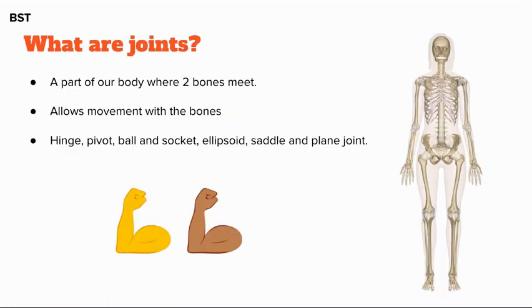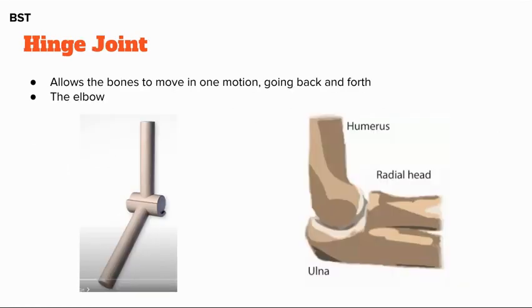A joint is a part of our body where two bones meet. The joint allows movement with the bones. Without joints, we wouldn't be able to move, and we use many different joints every day in our life without even thinking about it. The six main types of joints we will be focusing on today are called synovial joints. The six types of joints are hinge, pivot, ball and socket, ellipsoid, saddle, and plane joint.